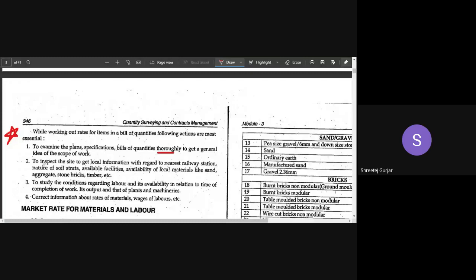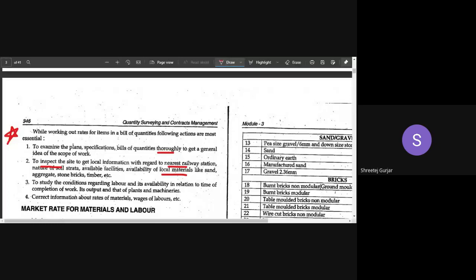Then we have to inspect the site. We have to go and get local information regarding the nearest railway station, the nature of the soil strata, and available facilities. We must check the availability of local materials, which material is available very easily and what material is usually used for construction. All those things you have to go and check.